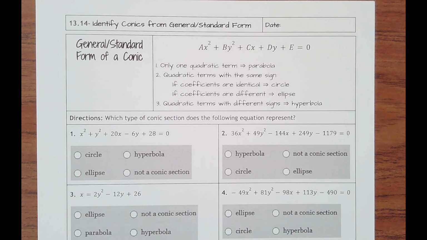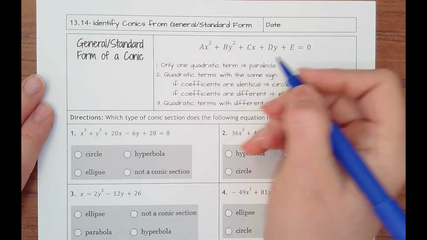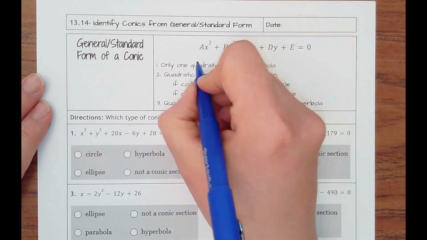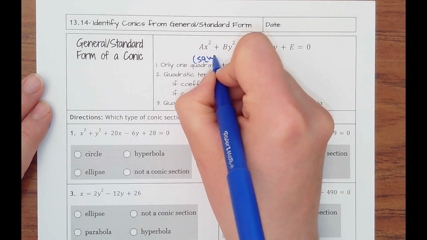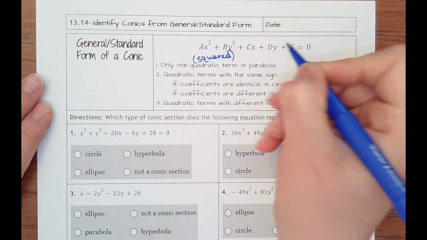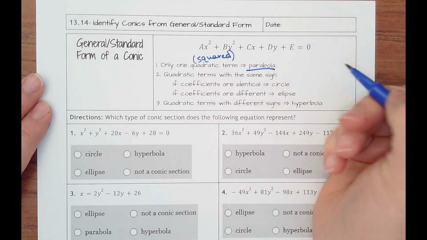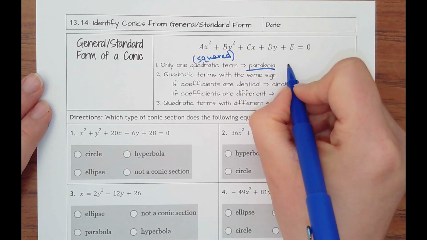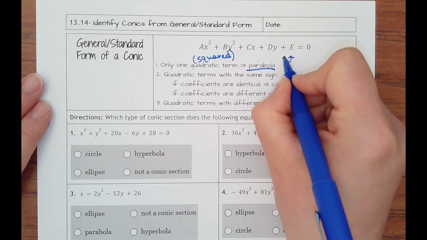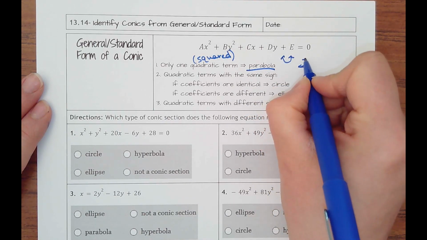Here's the best way you're going to know which is which. If only there's one quadratic term, only something being squared, if you're having trouble with knowing what quadratic means, only one term has a second power, that means it's a parabola. And that means, remember, it opens up or down or side to side.